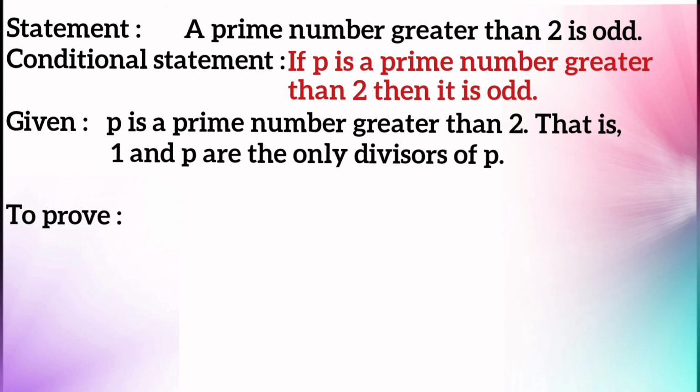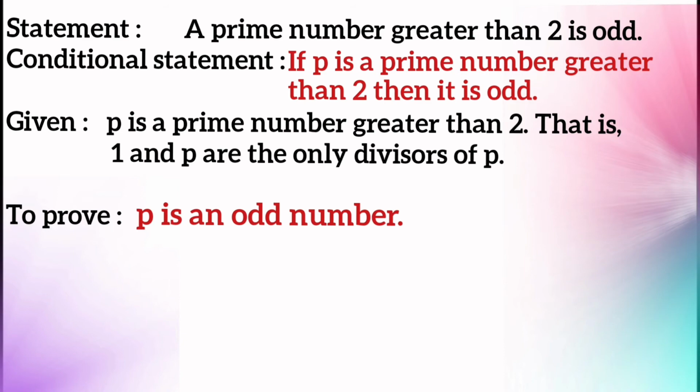So if it is given that P is a prime number and it is greater than 2, it means that the factors of P can only be 1 and P itself. Okay, so what we have to prove is that P is an odd number. It is given that P is a prime number greater than 2, but what we have to prove is that it is an odd number. No even number can be a prime number greater than 2.